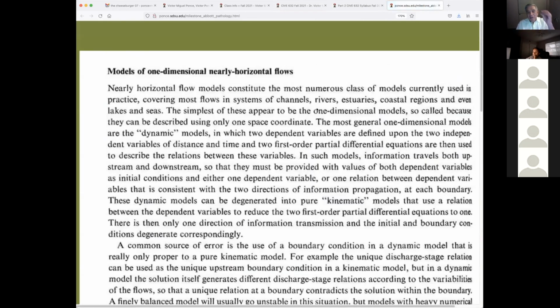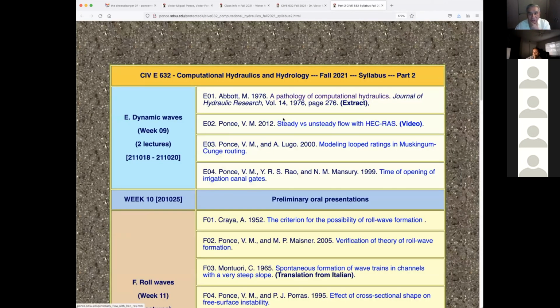Okay, what is the first one? The first one is called, let me just go. The first one's called A Pathology of Computational Hydraulics. A Pathology of Computational Hydraulics. What is pathology? Pathology is the study of what went wrong.